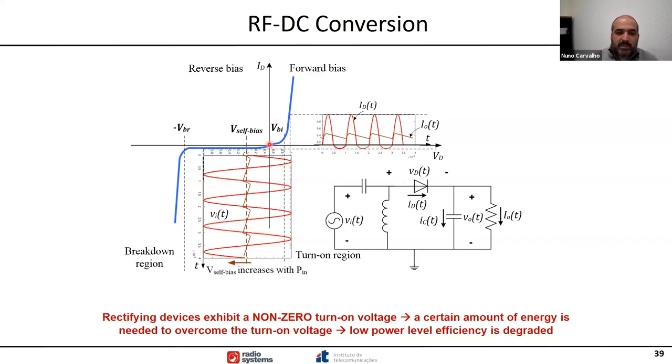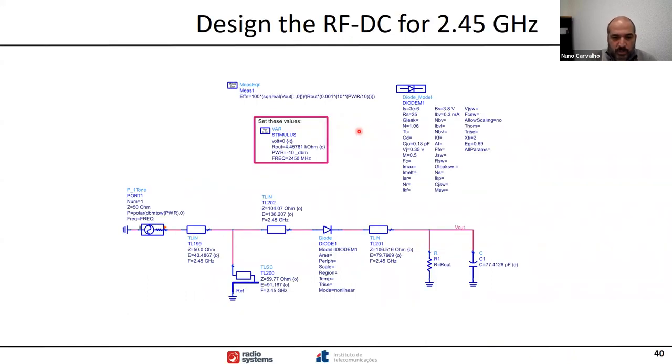And so what that means is that you need a little bit of energy to allow the sine wave to go through this knee and start rectification. And this is the main reason why for low power devices, so for low amount of input energy on your antenna, you really need to overcome this knee so that you can start rectification at this point.